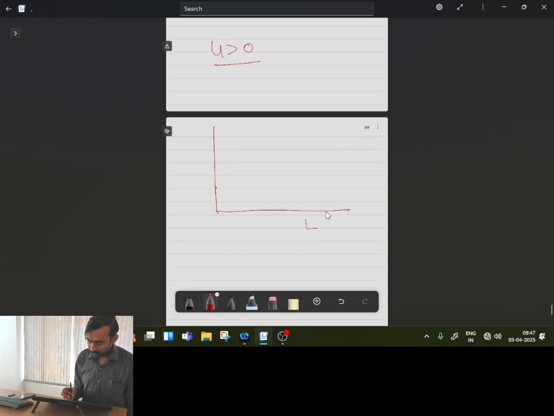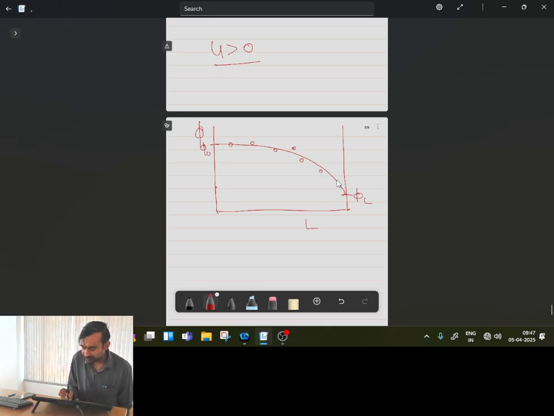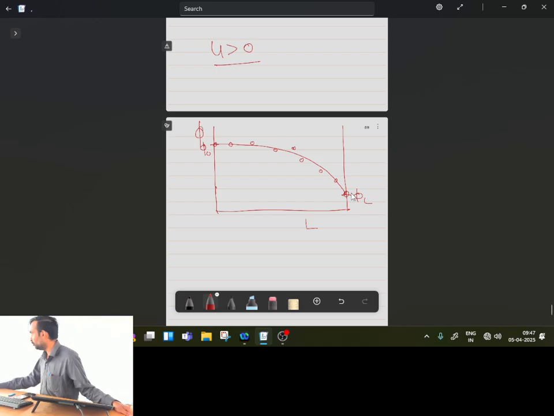When I will be plotting, this is my theoretical solution. So my numerical points should come closer to this. Of course, these may be slightly up and down, but the final solution should be at the boundary nodes. Of course, this will be exactly coinciding because we are not calculating the values, they are already known to us, but in between my solution should be something like this.